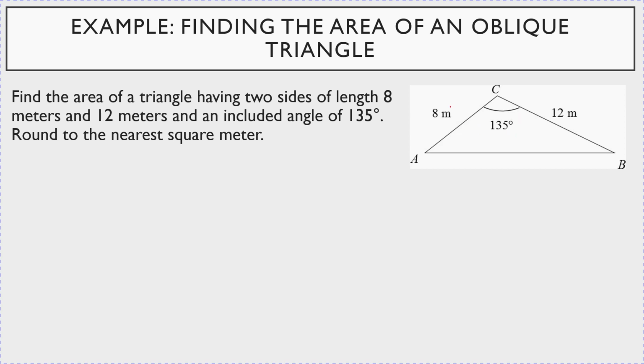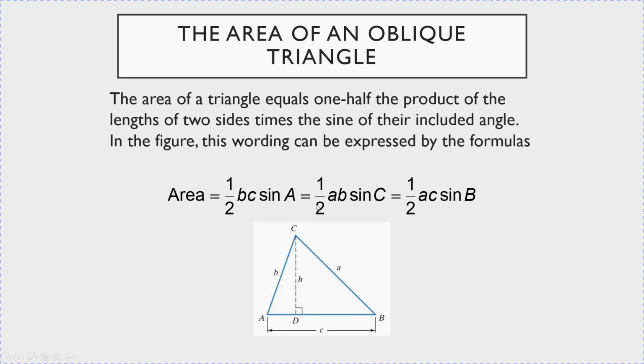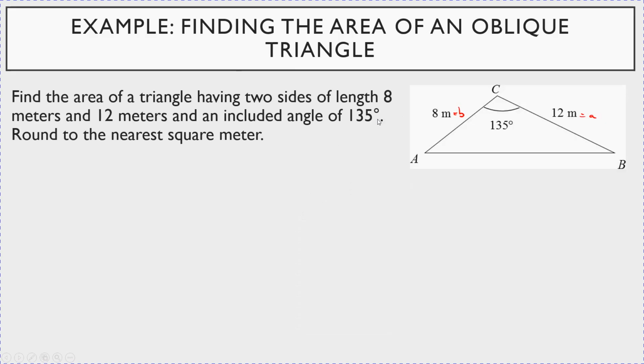Well, if you just set this up, this is B, this is A, okay? And you can see I'm telling you here angle C is 135 degrees. So you're given AB and angle C. I can use this middle formula here. So the area is equal to 1/2 times AB times sine of C. So that's 1/2 times 8 meters times 12 meters times sine of 135 degrees.